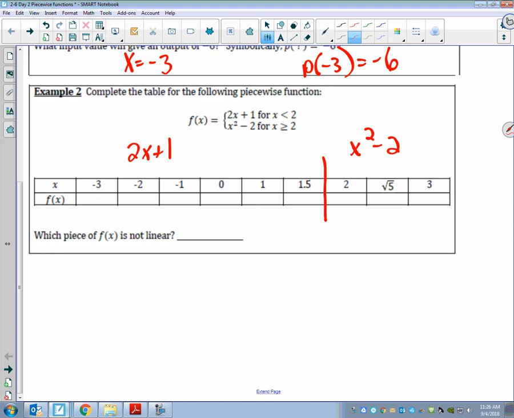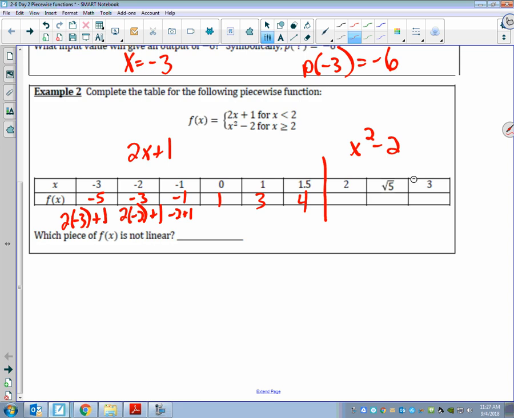So if I plug negative 3, I'm not going to show my work for all of these, but 2 times negative 3 plus 1, negative 6 plus 1 is negative 5. If I plug negative 2 in there, 2 times negative 2 plus 1 would be negative 4 plus 1 is negative 3. 2 times negative 1 is negative 2 plus 1 is negative 1. If I plug 0 in there, that's going to be 1. Maybe you see the pattern here. If I plug 1 in there, 2 plus 1 is 3. If I plug 1.5 in there, 2 times 1.5 is 3, right? Plus 1 is 4.